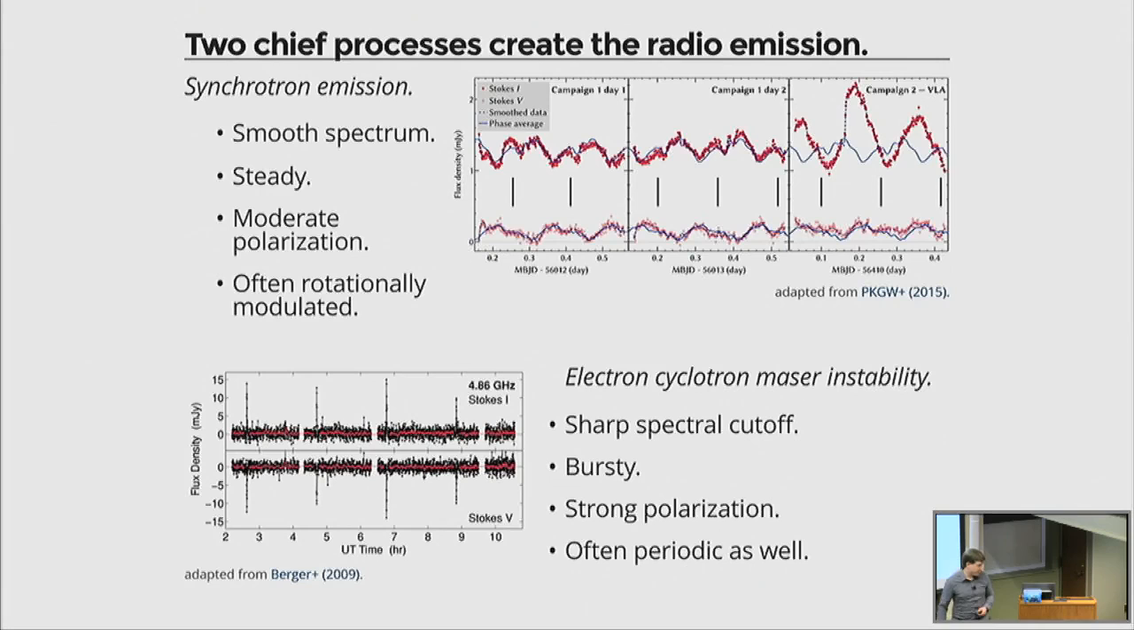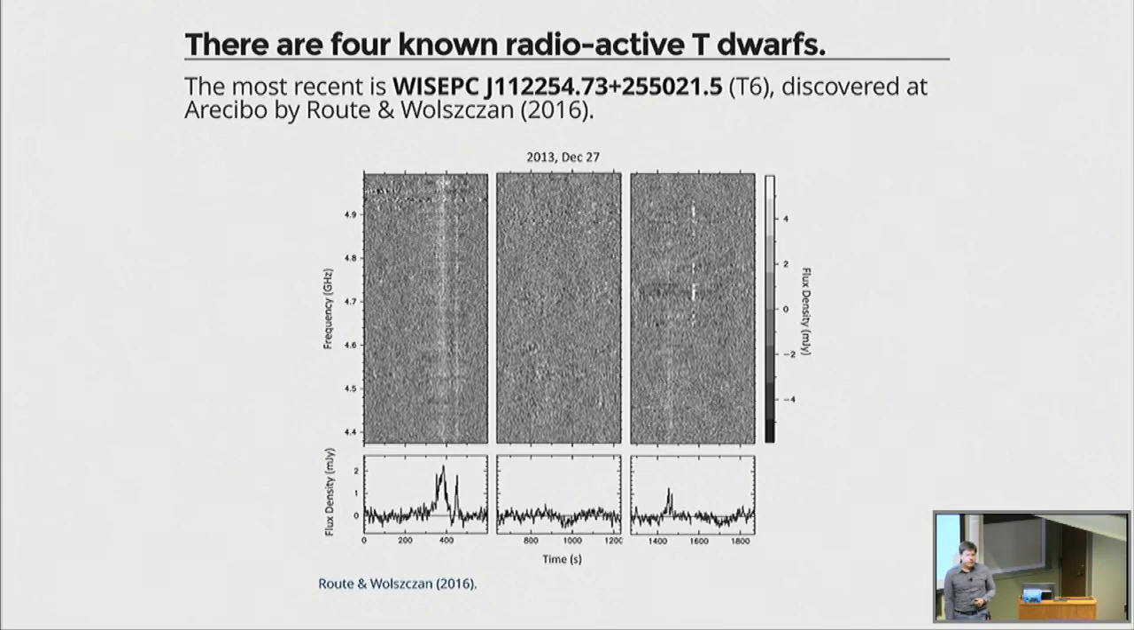So when we're talking about the coolest objects whose magnetism we can probe, we're currently in the T-dwarf regime. There are four known T-dwarfs that have radio emission that lets us probe their magnetic fields. The most recent one is this thing. It's WISE 1122+25.